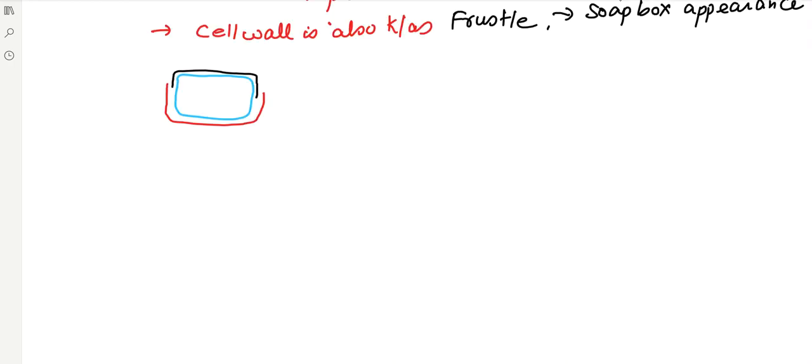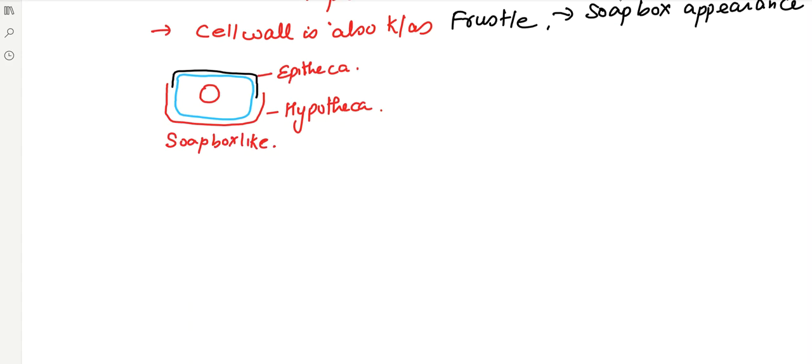Write this down. So if you are talking about the structure, this will be your epitheca, this will be your hypotheca. So this is called your soap box like appearance.